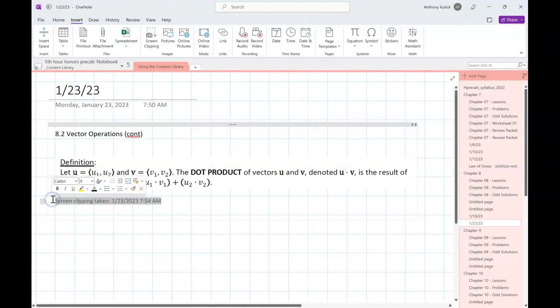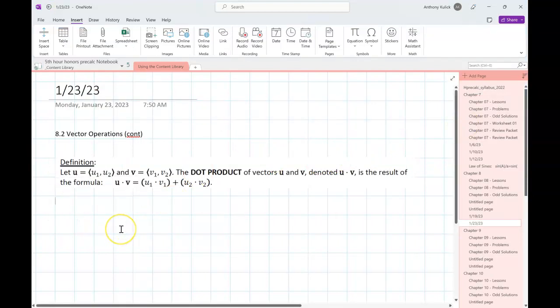So our definition for a dot product is, if I have two vectors u and v, the dot product of u and v is going to be the first components of the two vectors multiplied together plus the second components of the two vectors multiplied together.